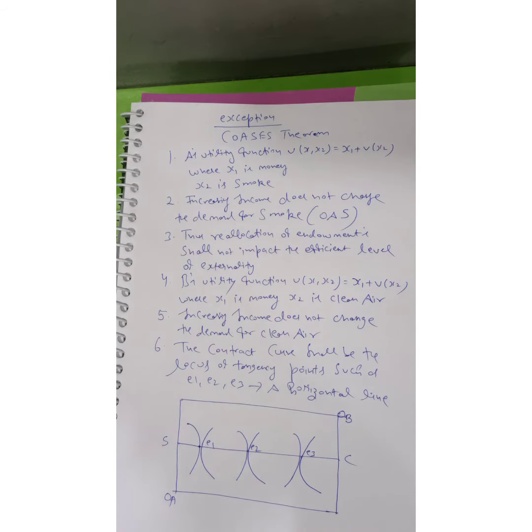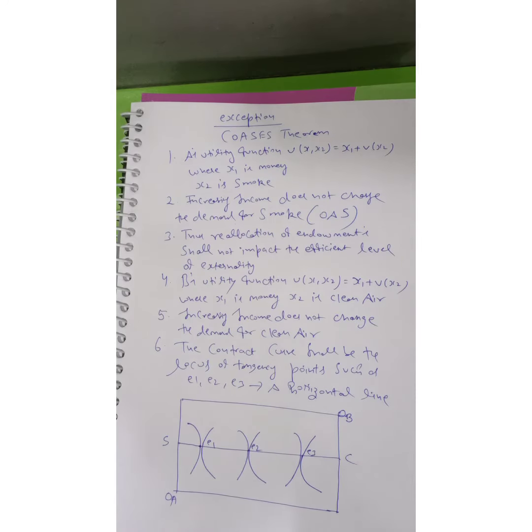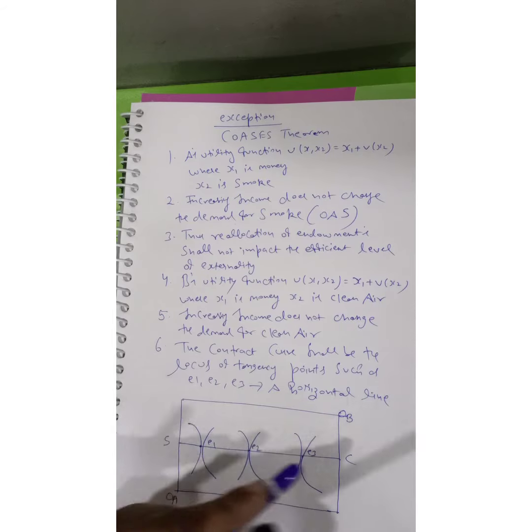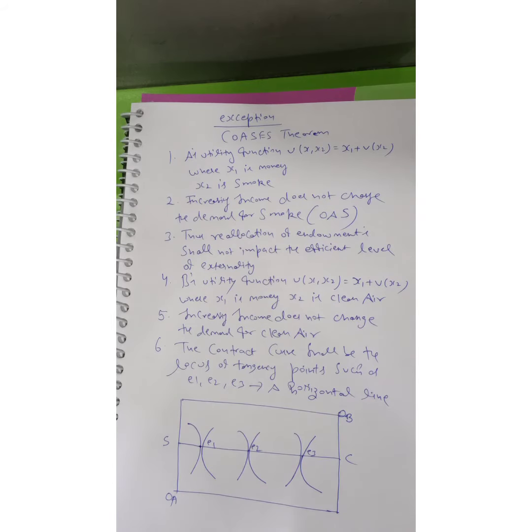So now B's utility function is also x1 plus vx2, where x1 is money and x2 is clean air. Increasing income here as well does not change the demand for clean air. So in this case, the contract curve shall be the locus of tangency points like E1, E2, E3. Even if they don't have the property right, in the case of quasi-linear preferences where both A and B have quasi-linear preferences, bribing them or giving them more income does not give them more utility. Because of that, their consumption of smoking and of clean air is going to remain the same even if you offer them more income.